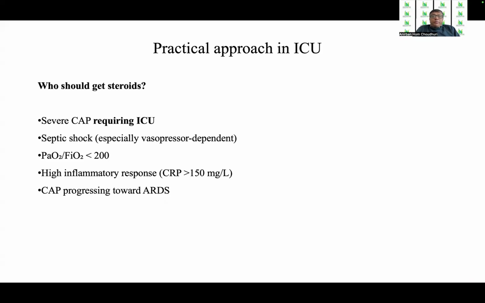So what should we do in the ICU? The practical approach: who should get the steroids? If it is severe CAP requiring ICU, if the patient is in septic shock, especially vasopressor dependent, if the PF ratio is less than 200, a high inflammatory response with a CRP of more than 150 milligrams per liter, and CAP which is progressing towards ARDS.